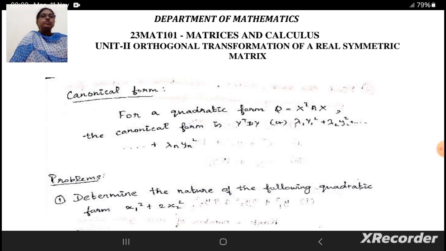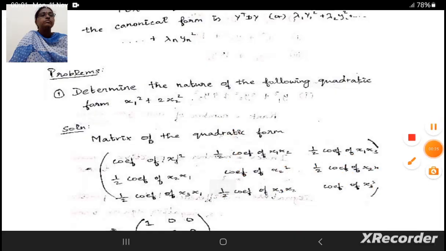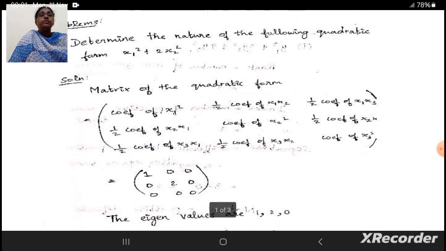Today we discuss the canonical forms. Already we know the quadratic form Q equal to x transpose Ax. Likewise, the canonical form we derive from the diagonalized matrix, that is y transpose Dy. Multiplying these 3 we get the canonical form. Based on this we can discuss some more problems on the nature of the canonical quadratic form. The matrix format for the quadratic form we already discussed.